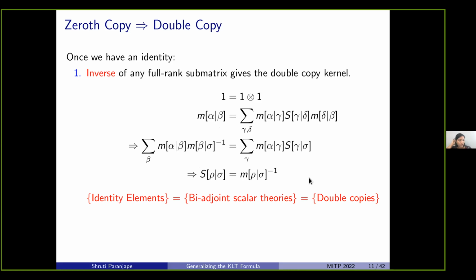recognized before in multiple papers, in particular by Sebastian Mizera, in a paper from, I want to say 2014, but actually I'm not sure. But this is important to us because this is telling us that a double copy is defined by its identity element, meaning that the set of identity elements is the set of bi-adjoint scalar theories, which is the set of double copies. So I can span the space of double copies by spanning the space of bi-adjoint scalar theories.